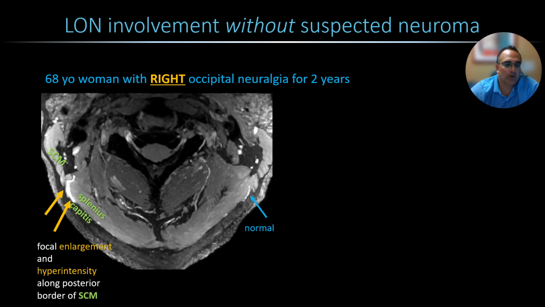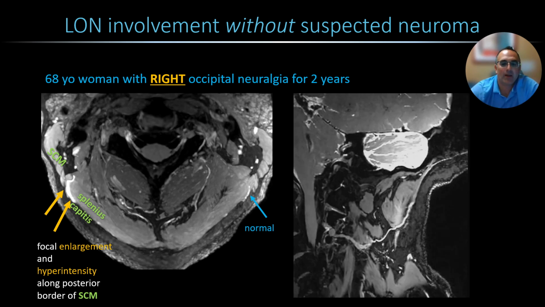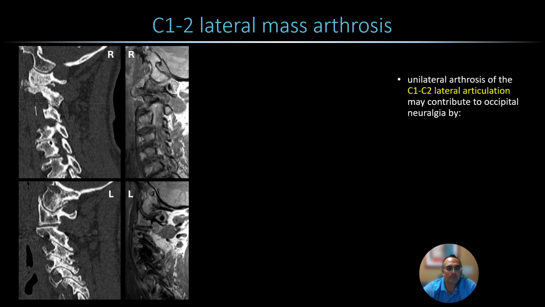Here we see focal enlargement and hyperintensity as the lesser occipital nerve courses along the posterior border of the sternocleidomastoid muscle compared to the contralateral normal left side. And here we can show the entirety of the course. So the lesser occipital nerve is in continuity, but it is enlarged and hyperintense.